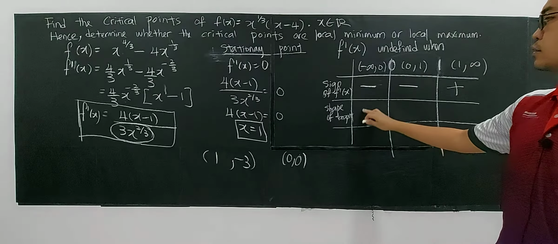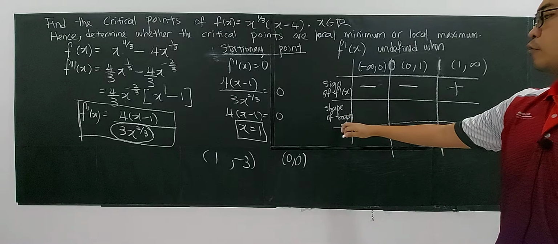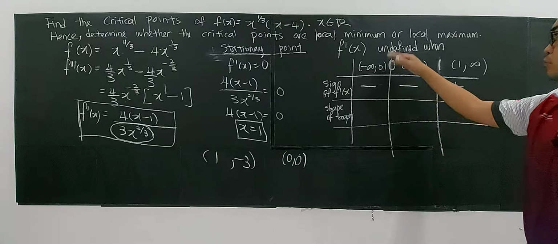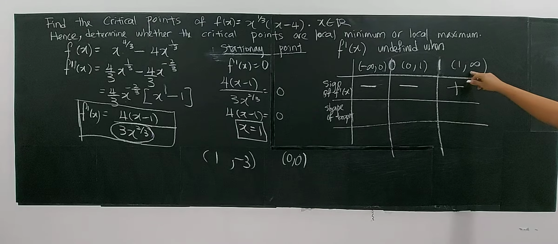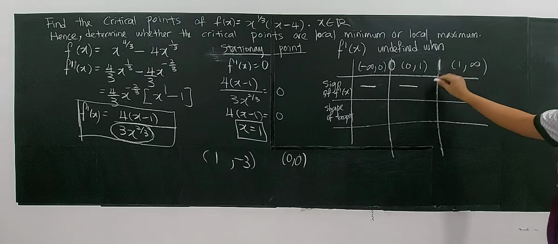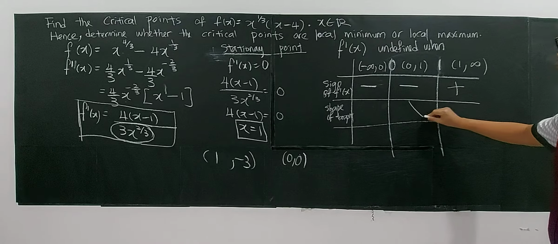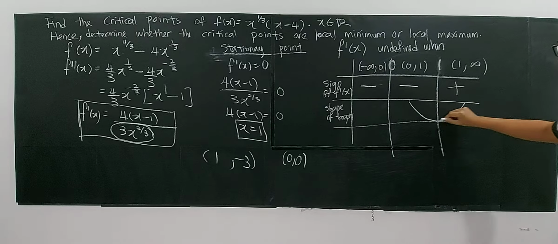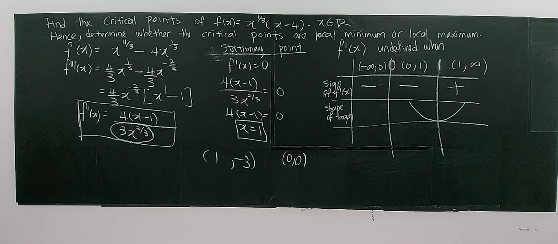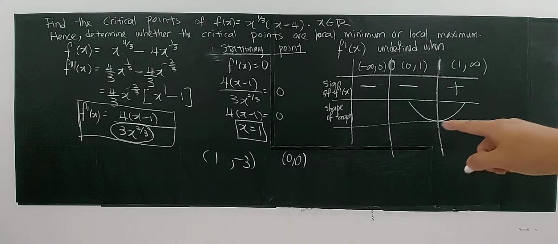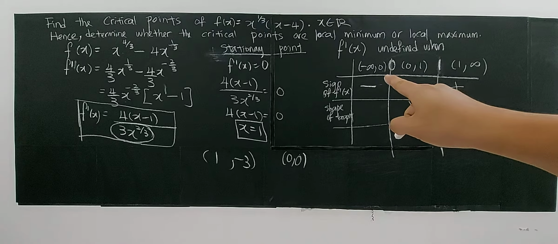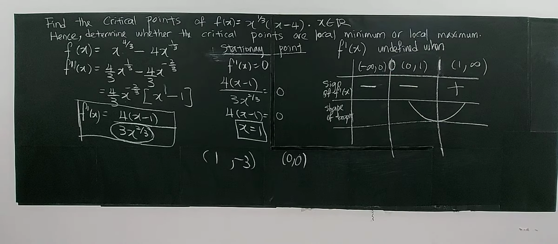So then you have this shape of the tangent. For 1 to infinity, you will have negative, then positive. So at 1, negative becomes positive, so this is a relative minimum point. But for 0, it will stay negative, so it's not a maximum and also not a minimum point.